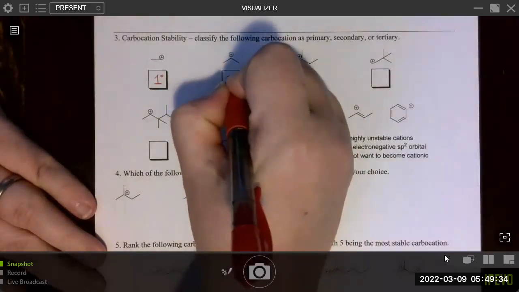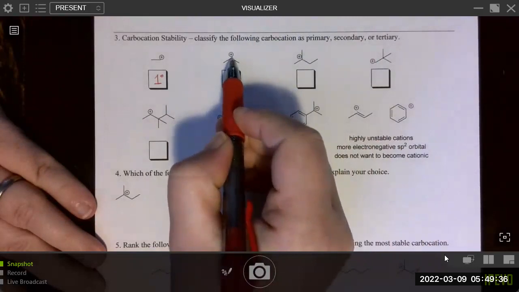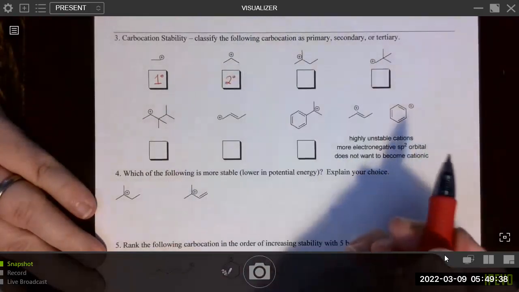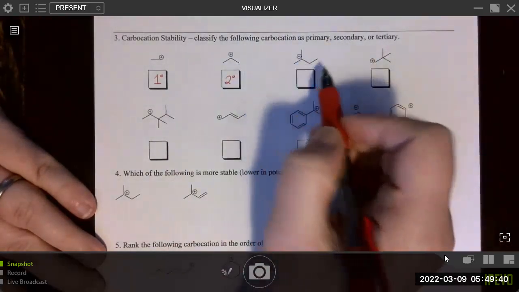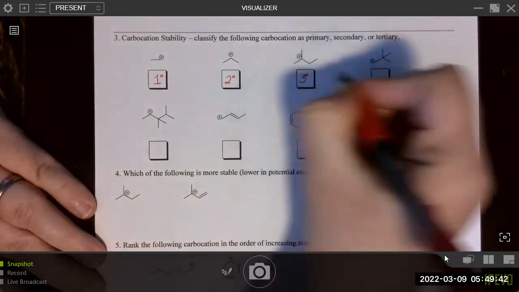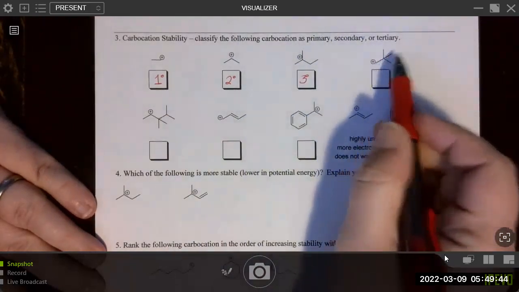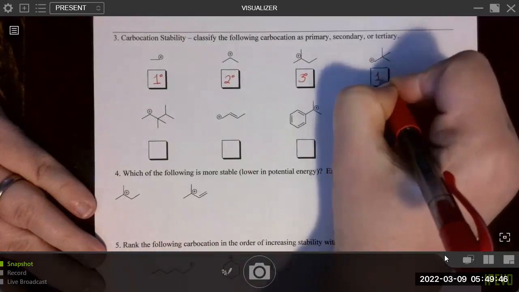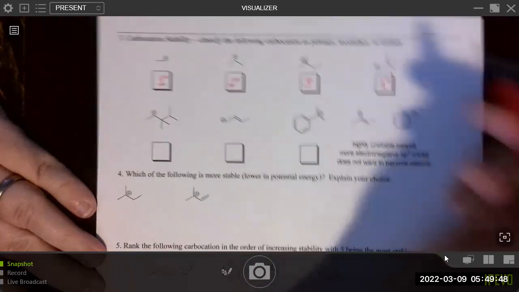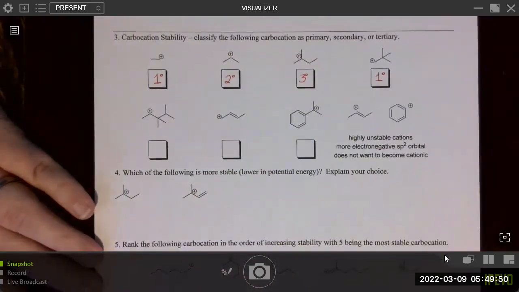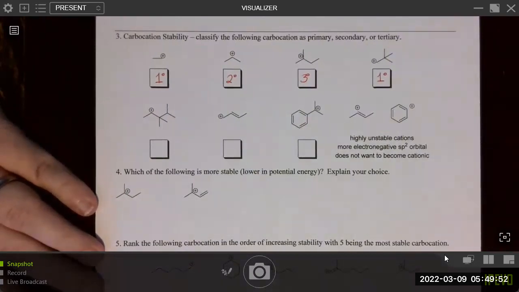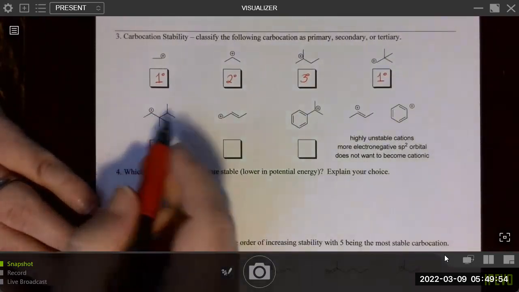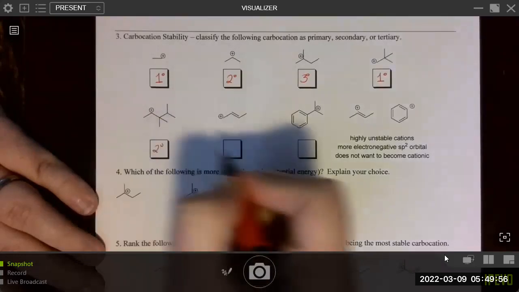This is a secondary carbocation because the carbon with the positive charge has 2 carbons attached. This one has 3 carbons attached, so it's tertiary. This one only has one carbon attached, so it is primary again. Remember, too unstable to form in reality. The earlier you learn that, the easier it will be. Chapter 7. This one is secondary.